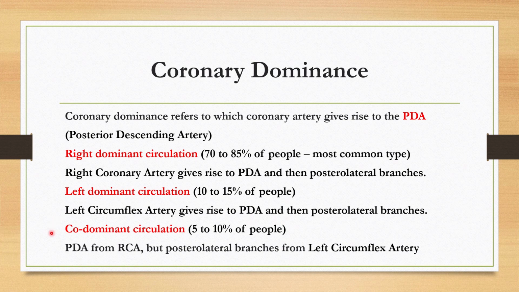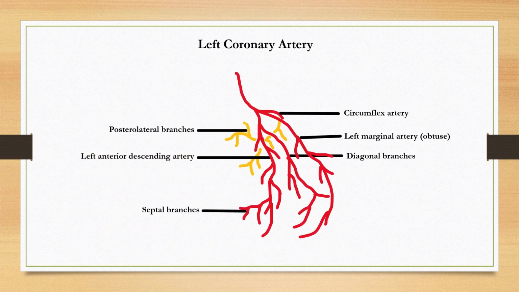And the last one is codominant circulation. This can be seen in 5 to 10% of people, where the posterior descending artery arises from the right coronary artery, but the posterolateral branches arise from the left circumflex artery. So I hope now you have a clear idea about the right coronary artery and coronary dominance. Let's talk about the left coronary artery.